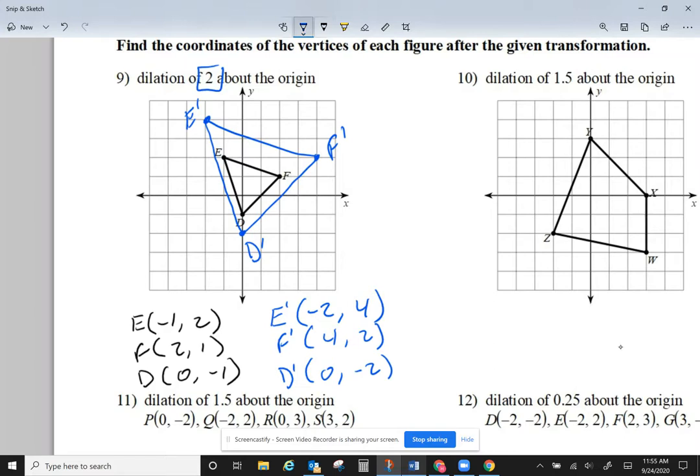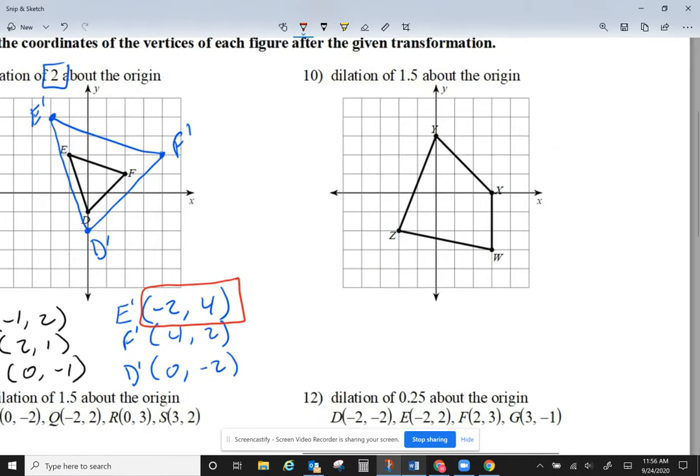Now for the homework, I'm not going to ask you to graph it. I'm going to ask you for a specific coordinate, a specific point. I'm going to ask for the coordinates of a specific point. If I ask for E prime, like find the coordinates of the point E prime, I'm just expecting -2, 4. You don't have to type in E prime -2, 4, just -2, 4. Don't forget the parentheses and don't forget the space after the comma. So just give me the coordinates of the point that I'm asking.